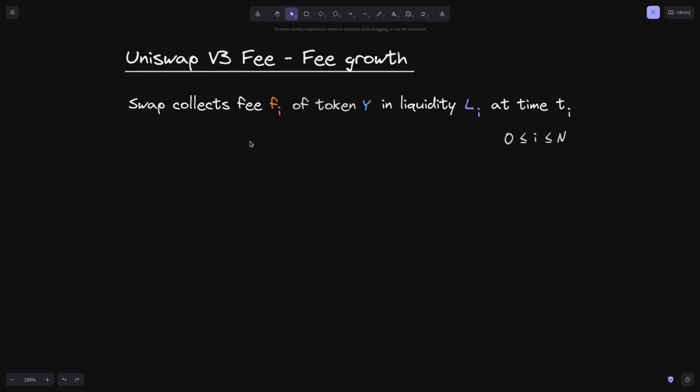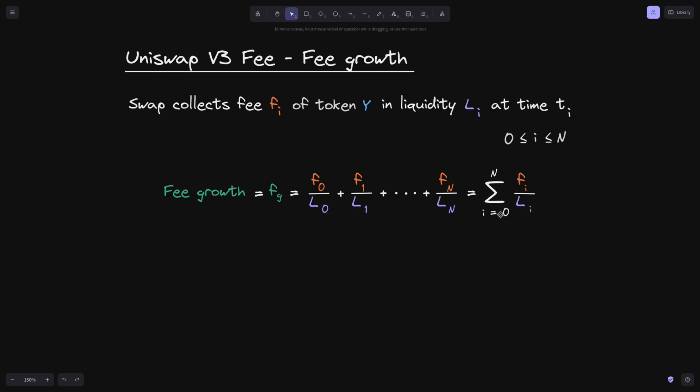Let's say that over time, multiple swaps collect fee f of i of token Y in liquidity L of i at time t of i, where i will range from 0 to n. All this means is that over some time, fee f of i was collected at liquidity L of i. We define fee growth. We'll name this f of g. This will be equal to the sum of fee collected divided by the liquidity. In short, we'll write this as a summation of f of i over L of i.